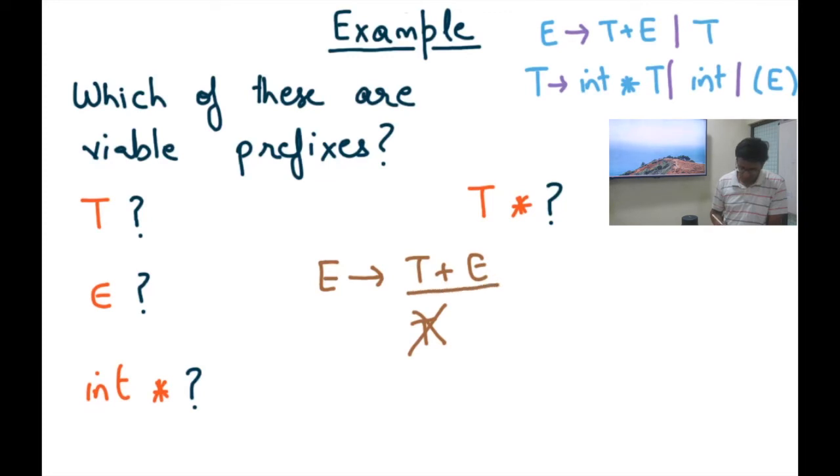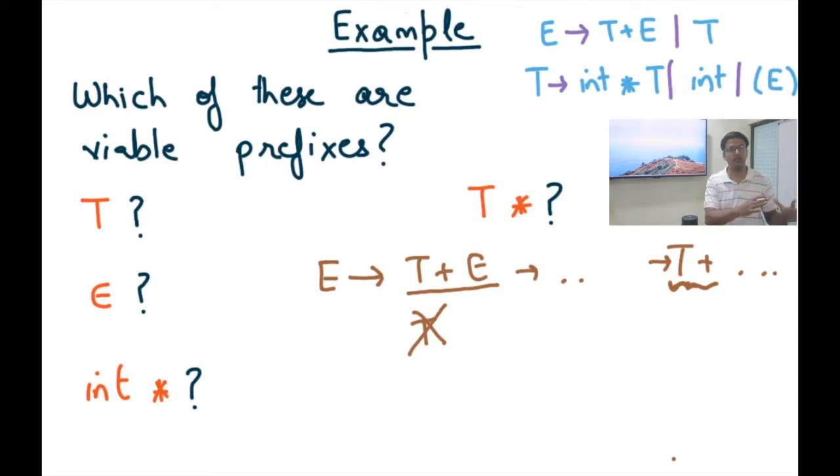Now let's look at T plus E. Once again, if I do a rightmost derivation, then I'm going to first derive E. So I'm going to have some sequence of steps, and maybe I'm going to get T plus something something. And then eventually I'll have to expand T. So far at least we haven't been able to get T star. We got T plus on the left, but we haven't been able to get T star. And now if I try to expand T, I can only get either int star or int or left parentheses. And so even here, I'm not able to get a T star as the left prefix of some step of the rightmost derivation of E. And so the answer is no. T star is not a viable prefix of this grammar.